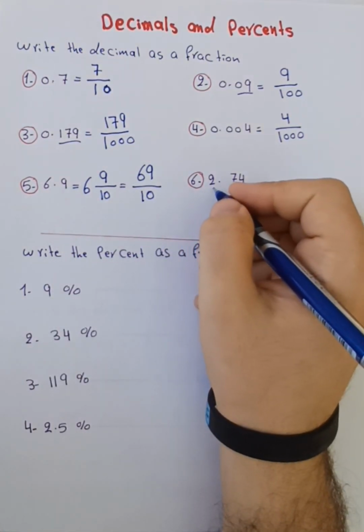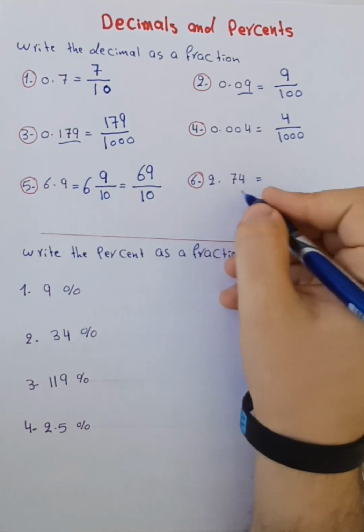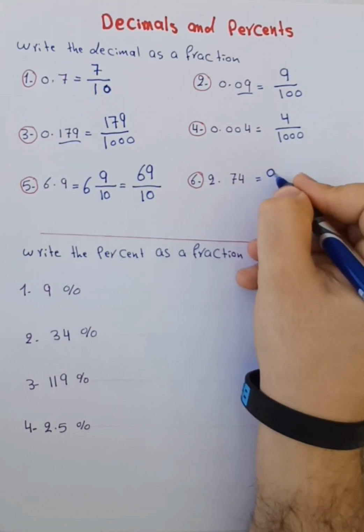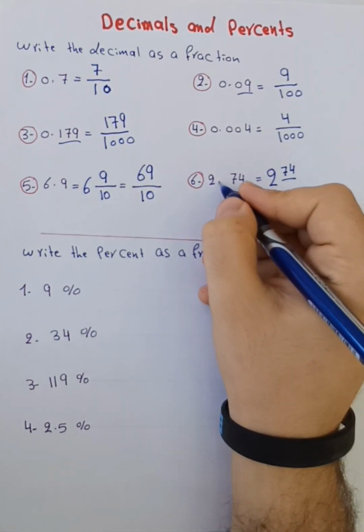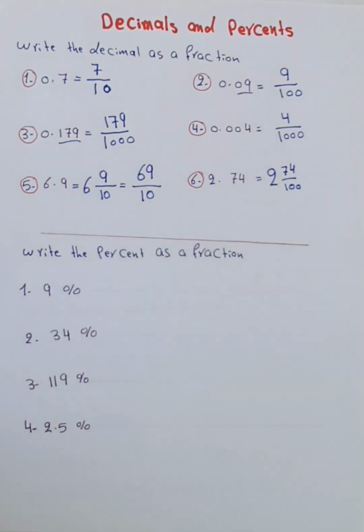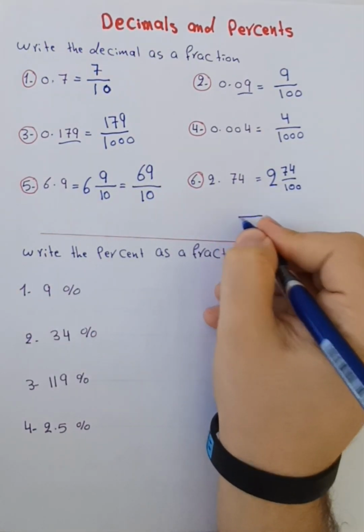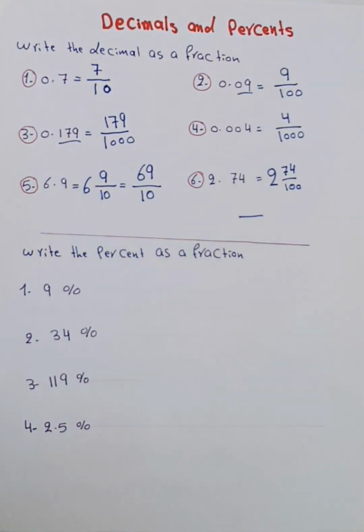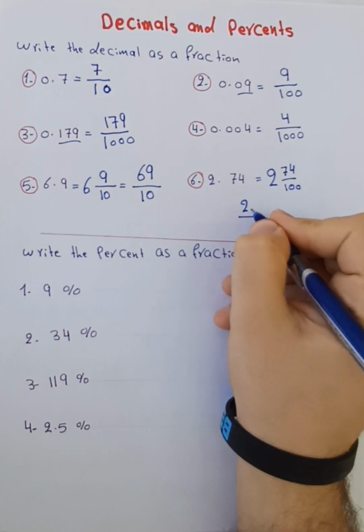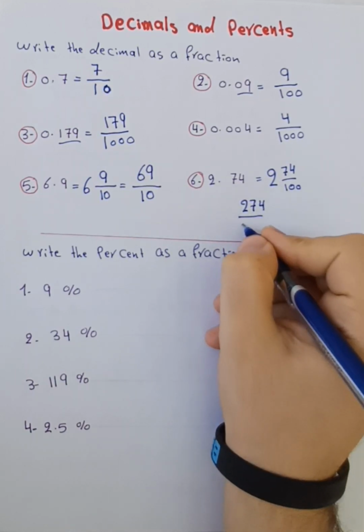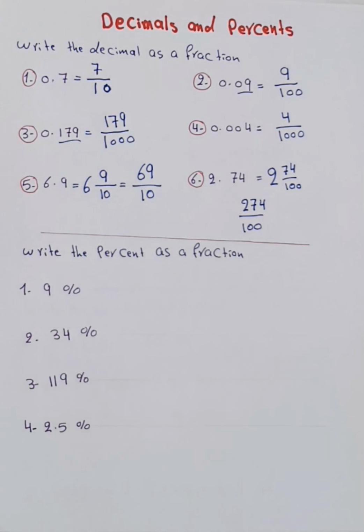Example number 6, we have a mixed number, so first we write it as a mixed number. The whole number is 2, and the fraction we have is 74 out of, after the point you have two numbers, out of 100. And then we can change to a fraction. 2 times 100 equals 200, and 200 plus 74 equals 274 out of 100.